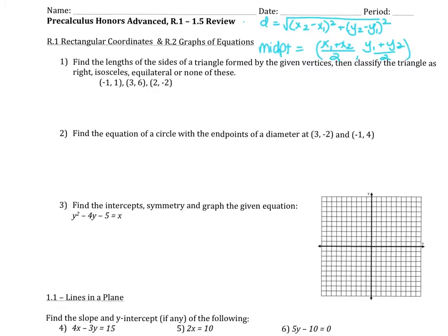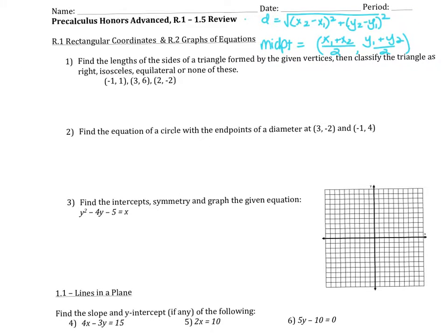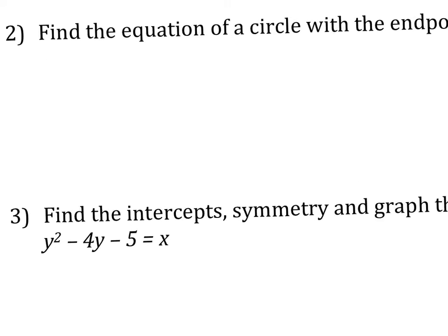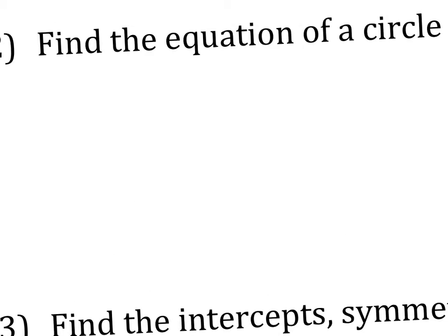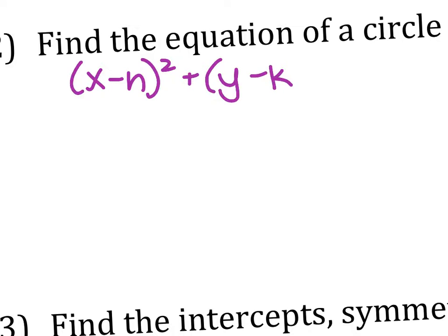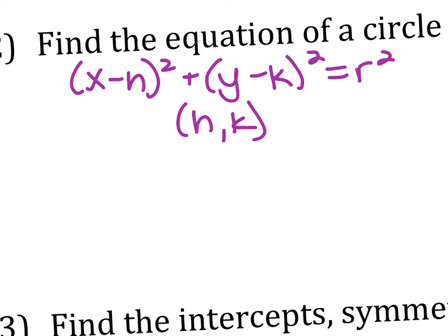For number 2, it says find the equation of a circle with the endpoints of the diameter. So we need, of course, the equation of a circle here, which is x minus h squared plus y minus k squared equals the radius squared. In this, (h, k) is your center, and r is your radius.